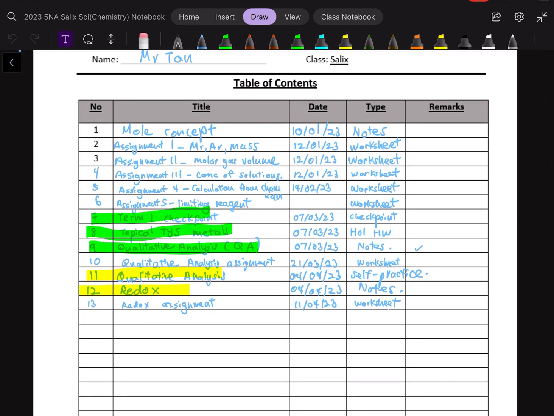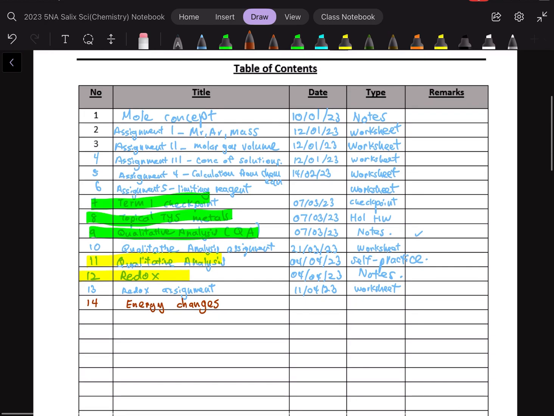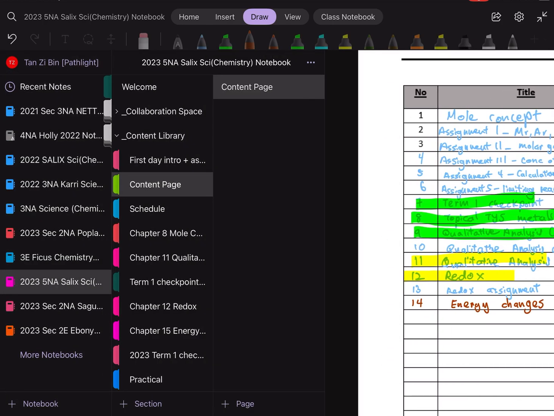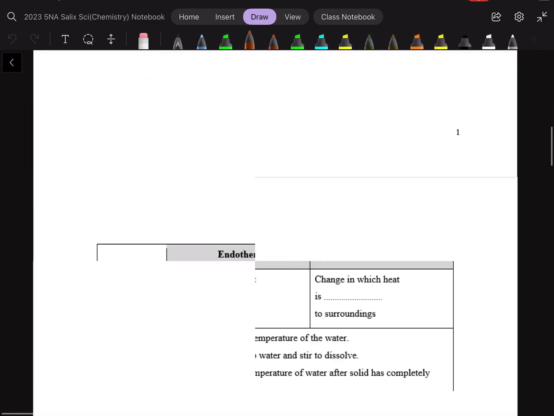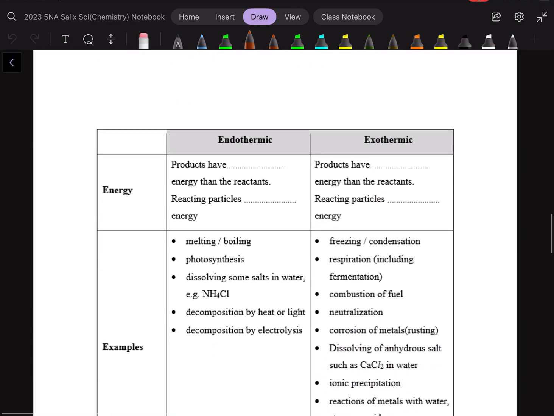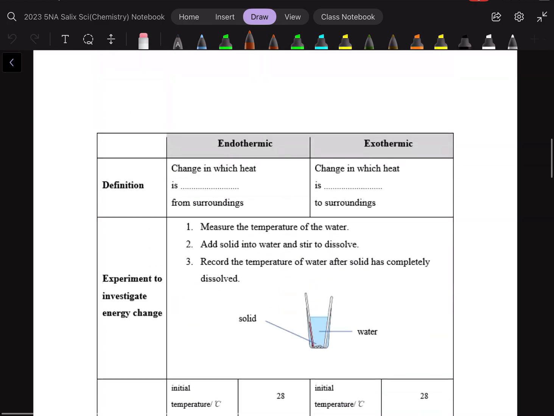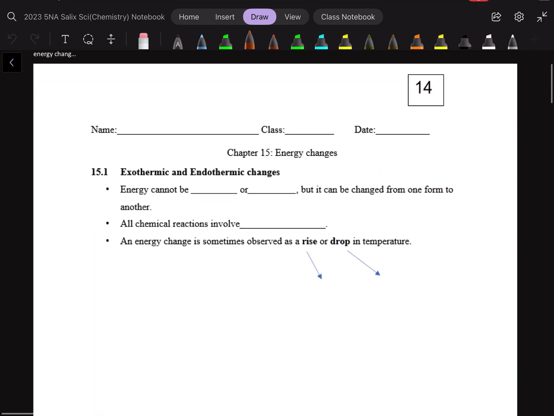So this would be, let me see, worksheet 14 on the energy changes. This one you can write maybe 13th of April 2023. Okay, so this one is your notes, right? It's just quite a short chapter. I think I only have about 2 pages worth of notes. Should be quite a quick video.